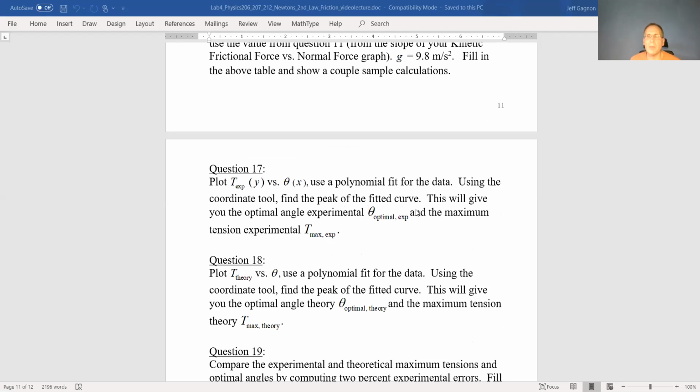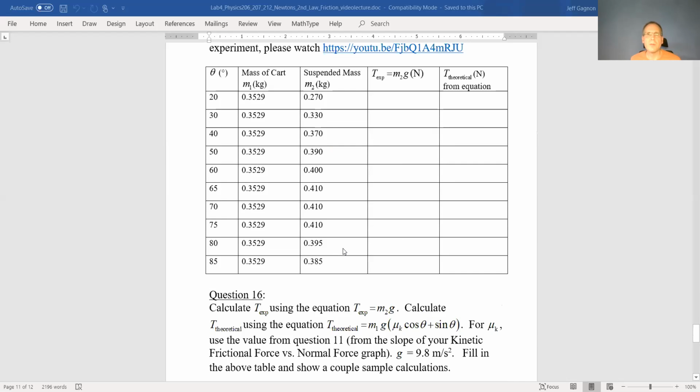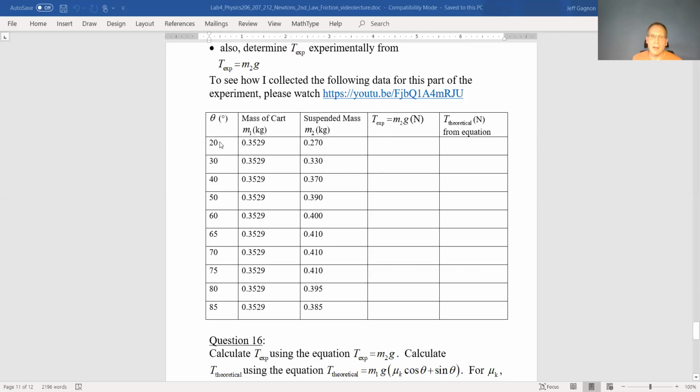And then that peak will give us basically an ordered pair, and the first value will be like the optimal angle, experimental, and then the maximum tension, experimental. We're getting those two values. So actually, let me show you this. So you're going to plot angle on the X, tension experimental on the Y.